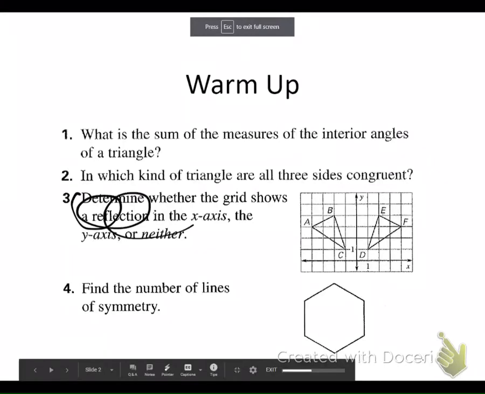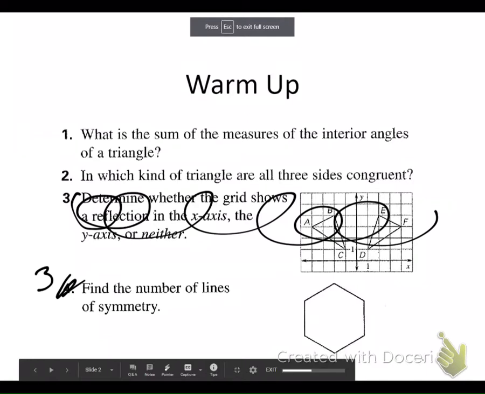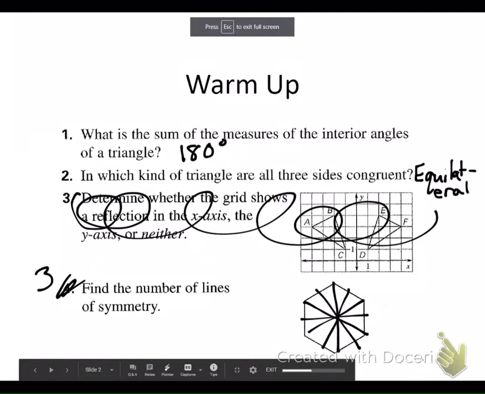Alright, so the warm-up, we're going to cross out this one, make this number 3. The sum of the measures of the interior angles of a triangle is 180 degrees. In which kind of triangle are all three sides congruent? That's equilateral. And the number of lines of symmetry, since this is a 6-sided figure, it will have 6 lines of symmetry.